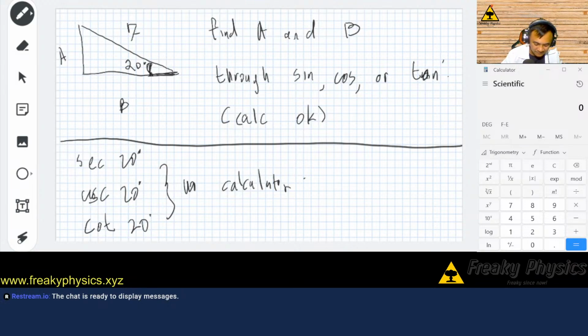So, what are the measures of A and B? Which one would be the most useful? Sine, cosine, or tangent? Not tangent. Not tangent is correct. So we'll cross that out now. And I want to do sine first. Actually, I could just put this in my calculator. Sine 20. I'm just gonna write it out so that I know that. Okay, go ahead.